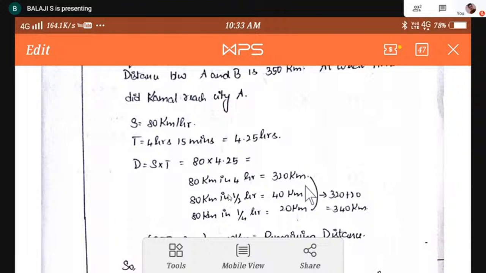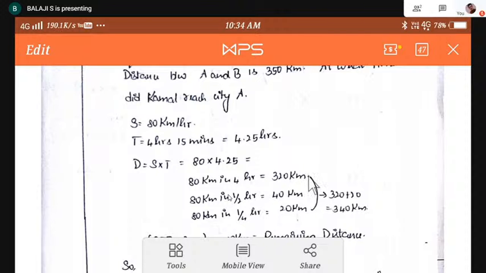Okay. Then we must get the 15 minutes. How shall we find it? Let's find it for half an hour. If in 1 hour he travels 80 kilometers, then for half an hour, how many kilometers will he travel? 40 kilometers. And for 15 minutes, that is half of the half hour, he will travel 80 into 1 by 4. He travels 20 kilometers. So if we add 320 plus 20, that gives us 340 kilometers.